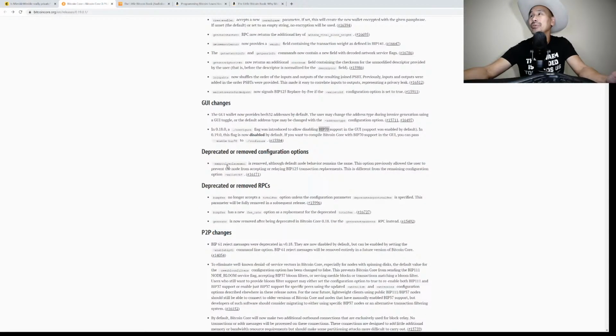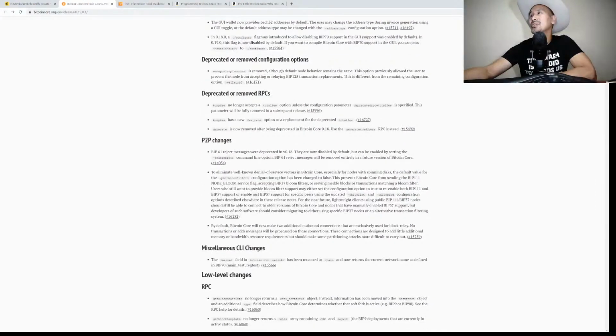Deprecated mempool replacement is removed. Bumpfee no longer accepts a total fee option. Bumpfee has a new fee rate option, and generate is now removed after being deprecated. So you can't really use it; generatetoaddress is what you should be using anyway. BIP61 reject messages were deprecated, so no more reject messages. Well, I guess you can still do it by using enablebip61 in the command line option.